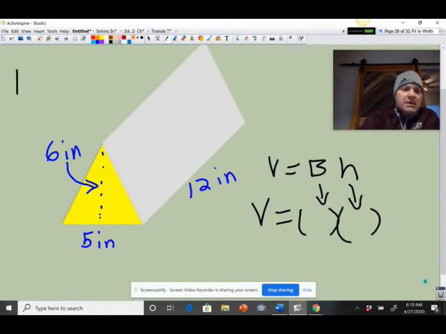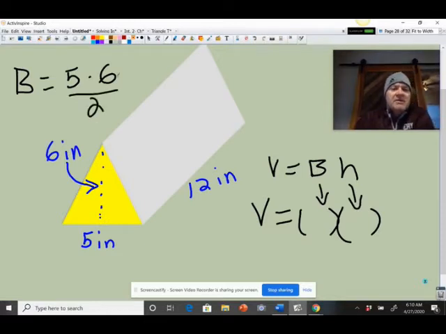So big B is equal to the area of this triangle. Well, the area of a triangle is the base of that triangle, which is 5, times the height of that triangle, which is 6. And then I have to divide that by 2. In this case, 5 times 6 is 30 divided by 2. That means the big B, or the area of that base, is 15. And now I have to take that and multiply it by the height, and that's the distance between these two bases, which is 12.